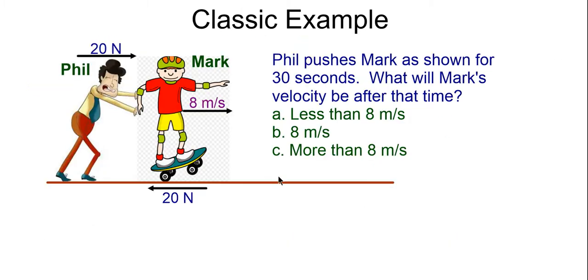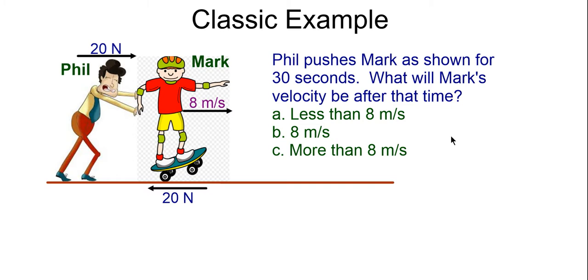Yeah. Here's a classic example. Here we have Mark, who's already going 8 meters per second. And then Phil pushes on him with 20 newtons. But this is how we draw friction, right? Friction with the ground. It's pushing back with 20. Phil's pushing 20, and the friction's pushing back. And he's already going 8.